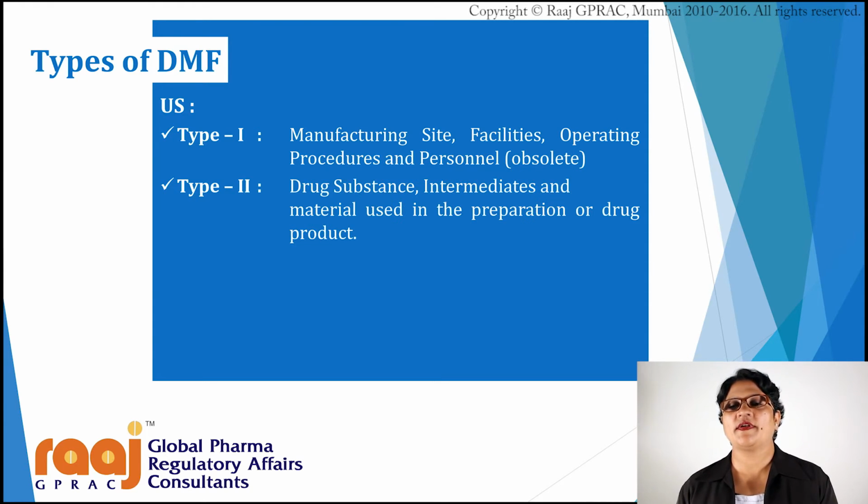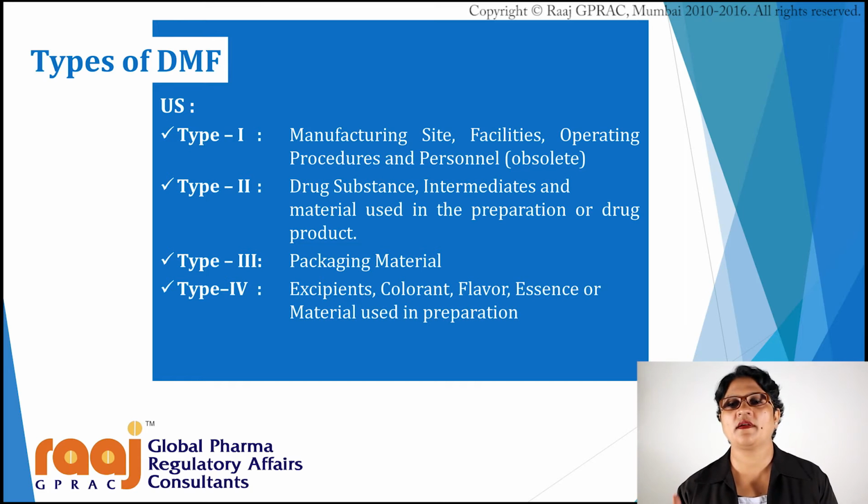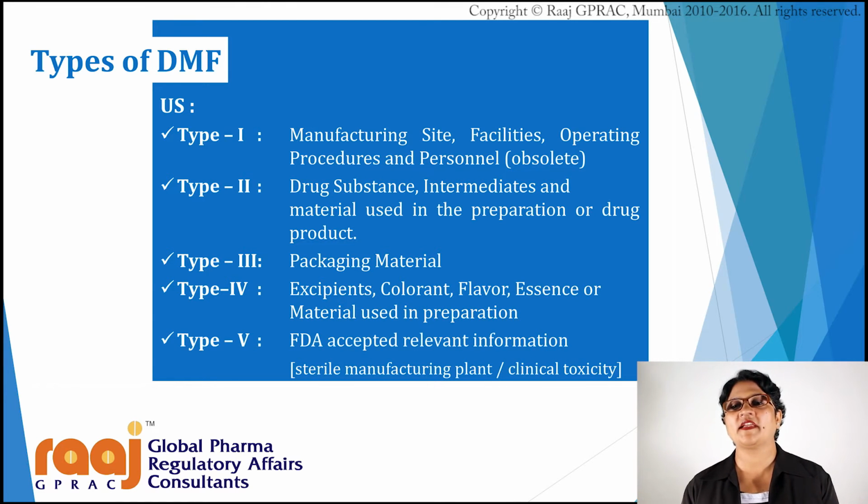Type 2 is the important DMF, which is used for drug substance, intermediates and materials used in the preparation of the drug product. Type 3 is used for packaging material. Type 4 is excipient, colorant, flavor, essence or material used in the preparation. Type 5 is FDA accepted relevant information for sterile manufacturing plant or clinical toxicity.